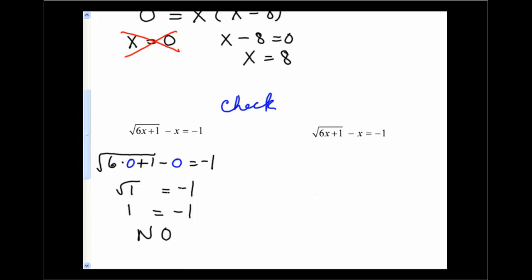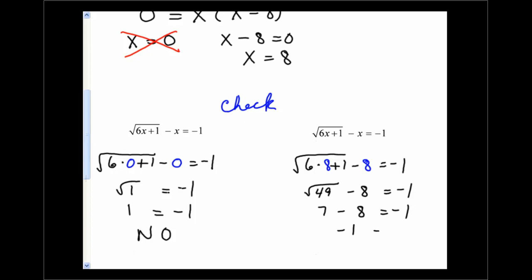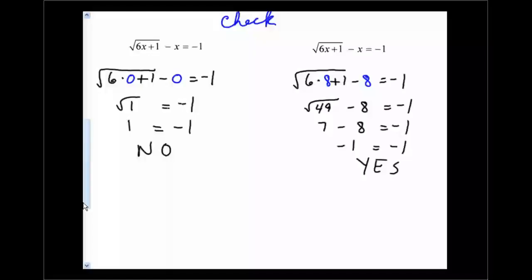You still need to check x equals 8. So here we'll have the square root of 6 times 8 plus 1, minus 8 equals negative 1. So here we'll have the square root of 49 minus 8 equals negative 1. 7 minus 8 equals negative 1. Negative 1 equals negative 1. Yes. So the 8 checks. So what that is saying is our solution is 8.